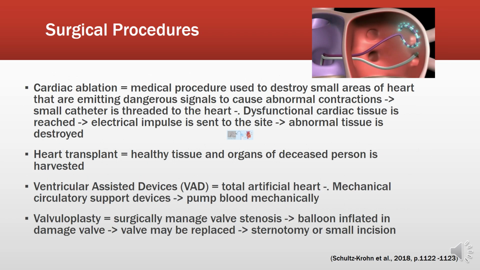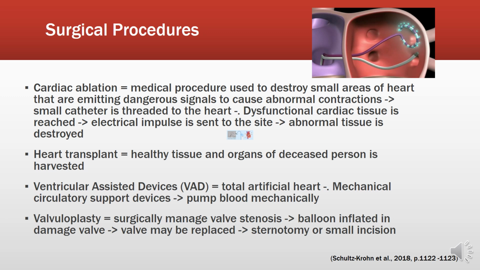Other surgical procedures, there's cardiac ablation, so the heart might have dangerous signals that are causing the heart to have abnormalities with their contractions. So this small catheter goes into the heart, and it's going to then localize where these abnormal sites are and then actually destroy them. Some of our clients are going to possibly have to have a heart transplant where a healthy tissue and organ from a deceased person is harvested and then implanted into that person.